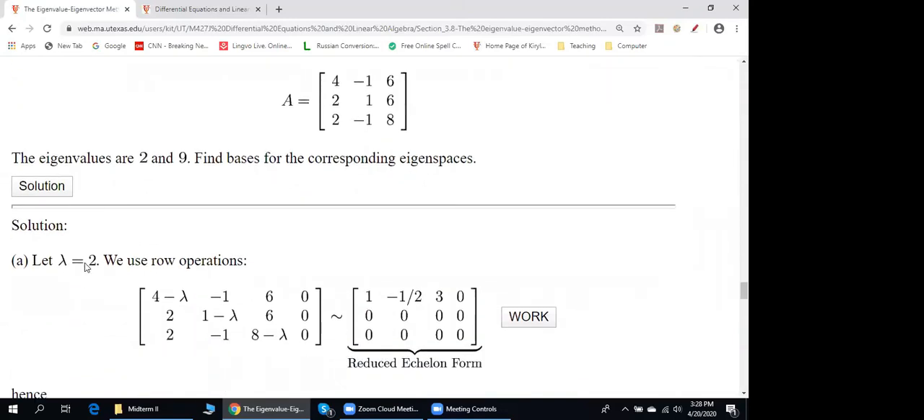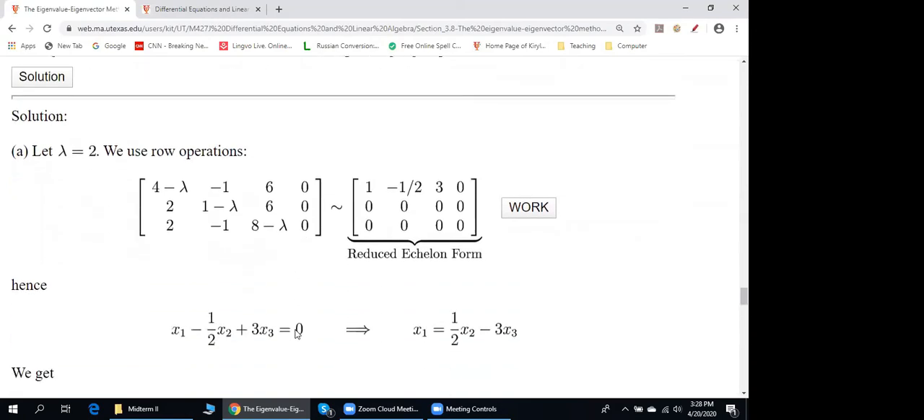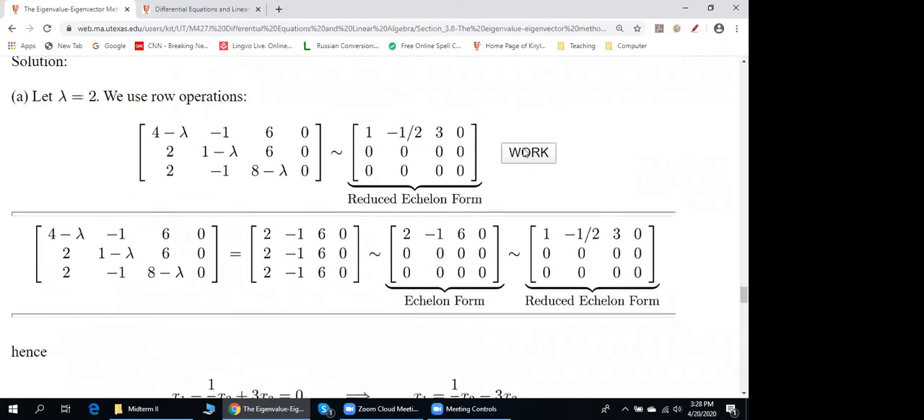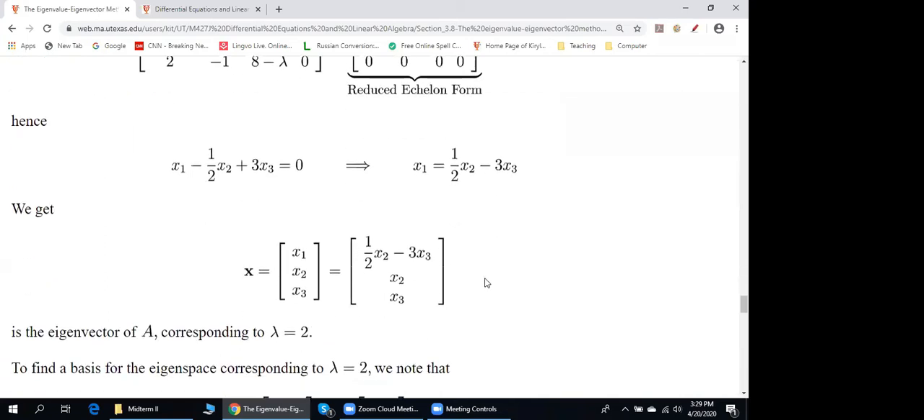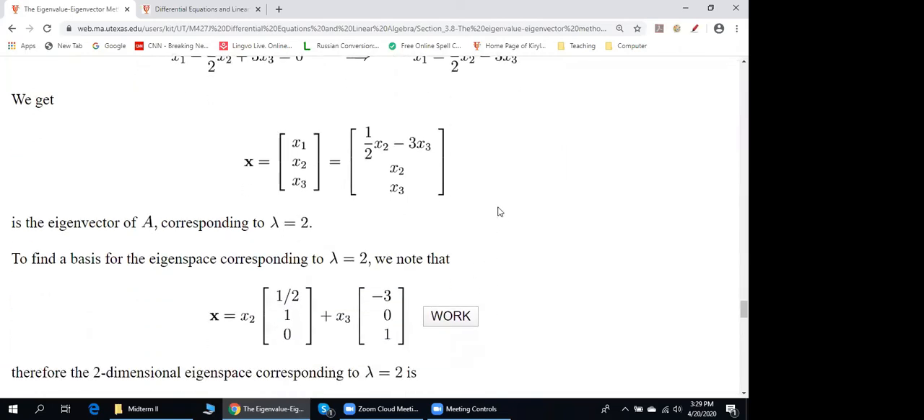So for lambda equal to 2, we write down the corresponding augmented matrix. We replace lambda by 2 and apply elementary row operations in order to come up with a reduced echelon form. Now, pivot column is number 1. Number 2 and number 3 are non-pivot columns. Therefore, once we switch to the corresponding equation, we move both terms to the right. And here is a complete description of all eigenvectors.